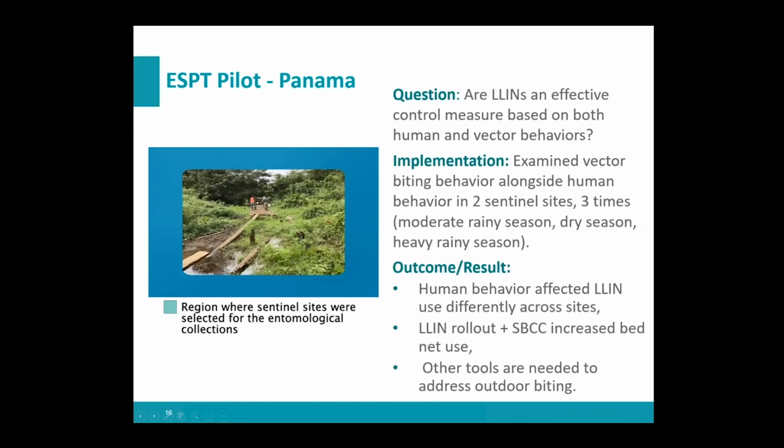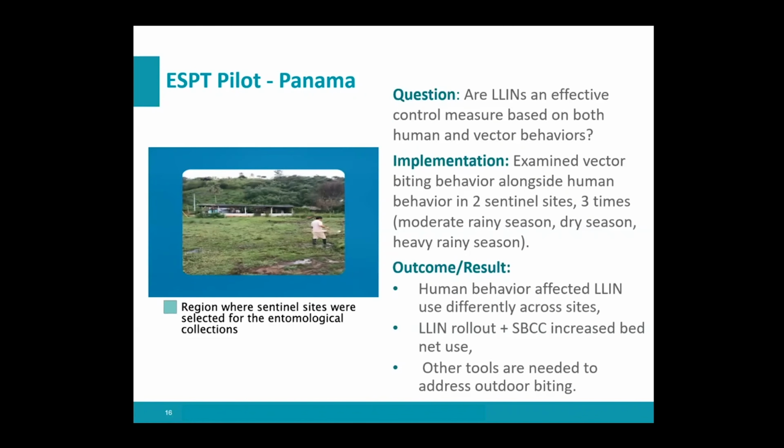Human behavior varied across neighboring communities. As a result, it affected the effectiveness of the LLINs differently, because some communities use the LLINs more than others. This is an example demonstrating human behavior effects on the effectiveness of an intervention implemented. The vector data demonstrated that the vector was biting outside more than inside. Nonetheless, LLINs remain an important vector control method to protect people from being bitten indoors during sleeping hours, but cannot be used as a sole intervention. Other interventions are needed to address outdoor biting.